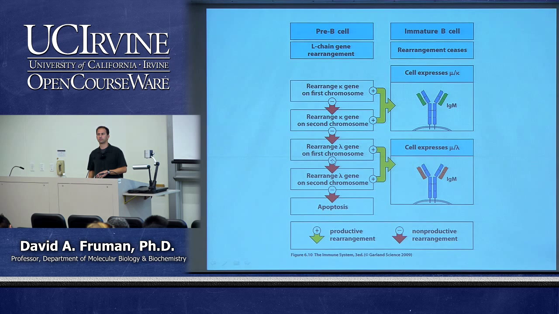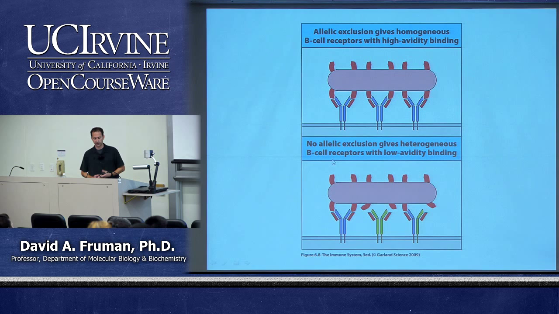So let's talk for a minute about allelic exclusion. Why is it important? You understand the concept that you can only make one heavy chain, you can only make one light chain, because once you get a heavy chain on the surface, you prevent further rearrangements. Once you get a light chain, you prevent further rearrangements. But why is it important? It's important because that leaves you with all the BCR on the surface, all the surface Ig, having a single specificity. Homogeneous B cell receptors with high avidity binding.